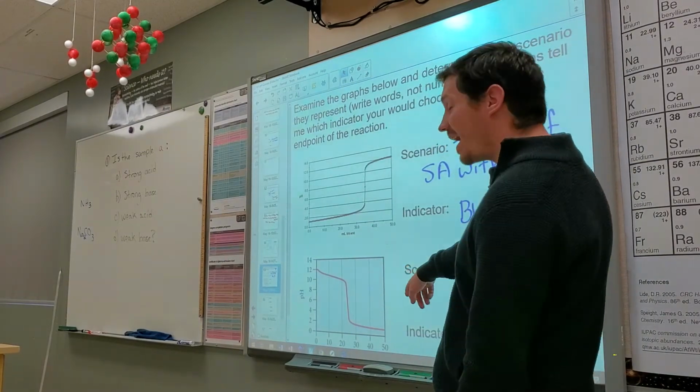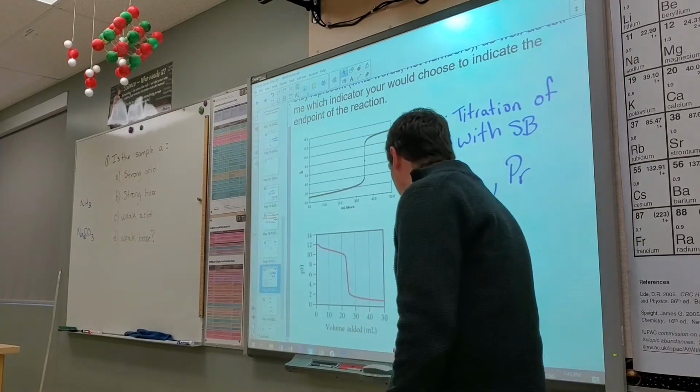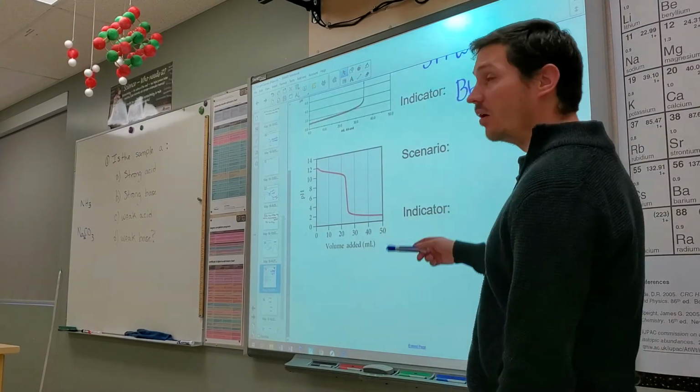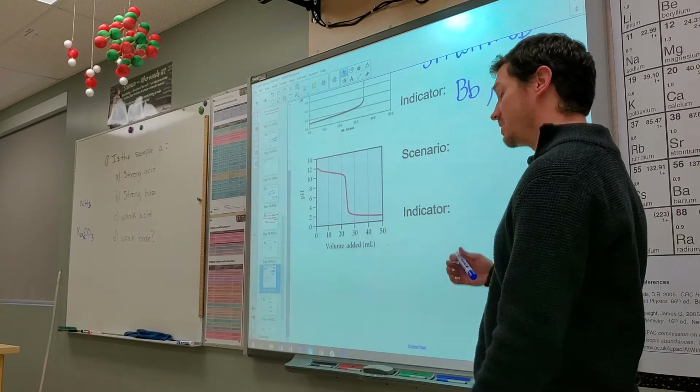Take a look at the next graph. Figure out, are we titrating a weak acid, weak base, strong acid, or a strong base with something?